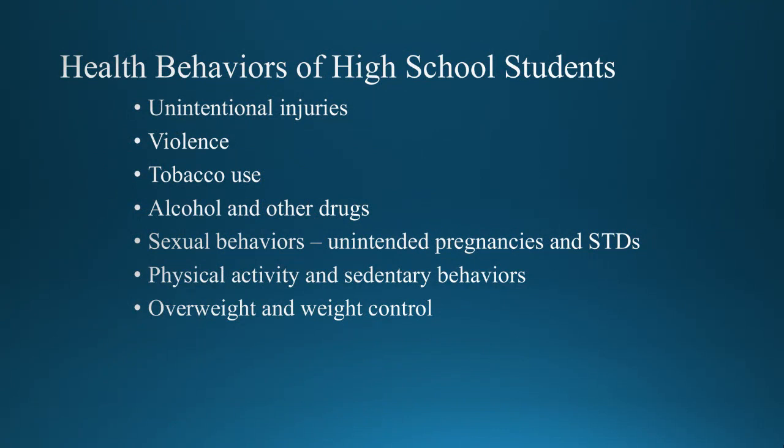So the health behaviors of high school students, the concerns are unintentional injuries, and again, that's just making bad decisions, violence, tobacco use, alcohol and other drugs, sexual behaviors, and then those results are unintended pregnancies and STDs, physical activity versus sedentary behavior, so not having any activity, and overweight and weight control. And currently in the US, we are suffering from an obesity epidemic. And I think that one of the ways to really start addressing this issue is to improve the physical activity and fitness level of our younger students and children and adolescents so that they will continue those behaviors later in life.